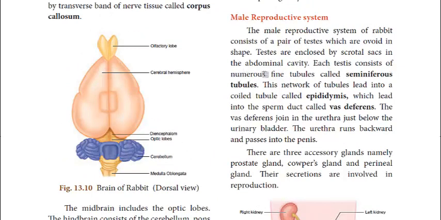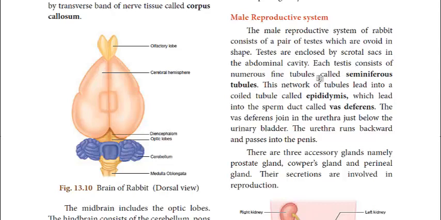Each testis consists of numerous fine tubules called seminiferous tubules. If we cut this gland and look at it, what is inside? There are many fine tubes. What is the name of those tubes? Seminiferous tubules. This network of tubules lead into the coiled tube called epididymis. So through the seminiferous tubes, they join the epididymis.